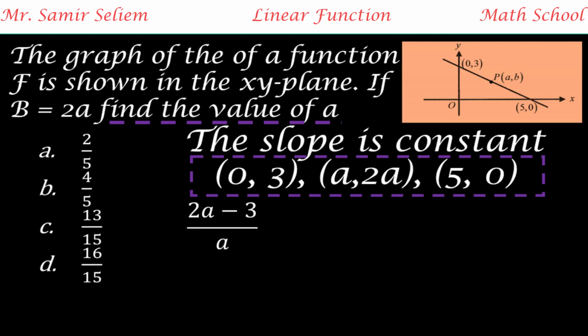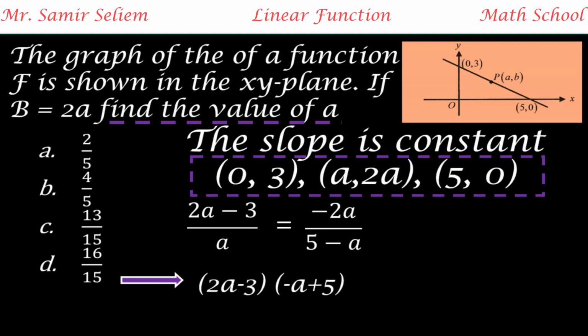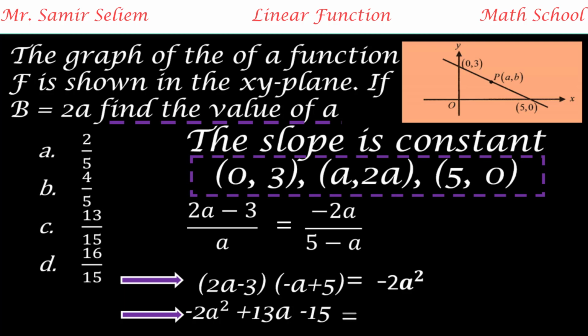By using first and second, it will be 2a minus 3 over a equals 0 minus 2a over 5 minus a, which is negative 2a over 5 minus a. We can cross multiply, so we will get 2a minus 3 times negative a plus 5 equals negative 2a squared. We can find the product by using the distributive property. It will be negative 2a squared plus 13a minus 15 equals negative 2a squared.